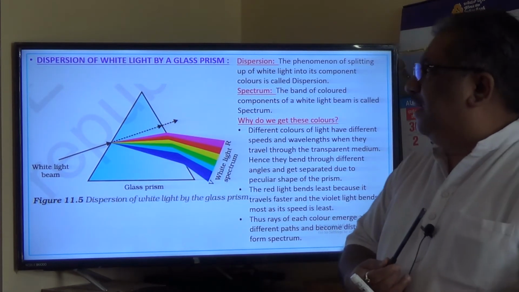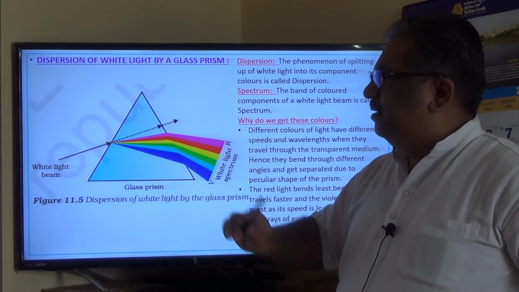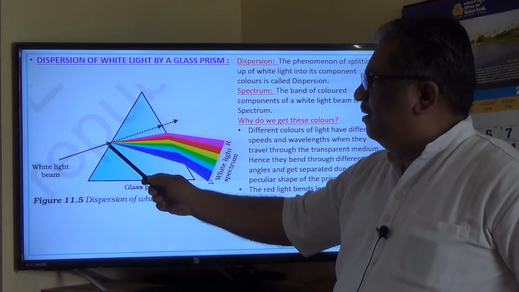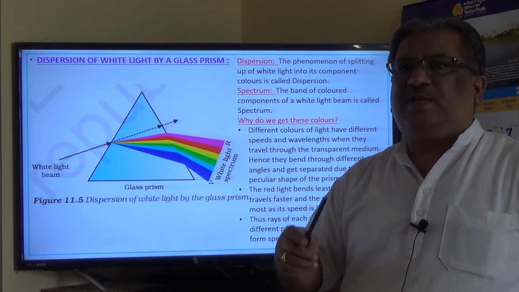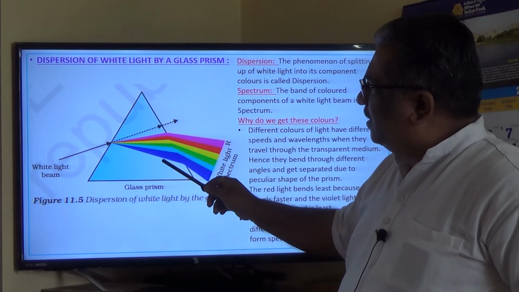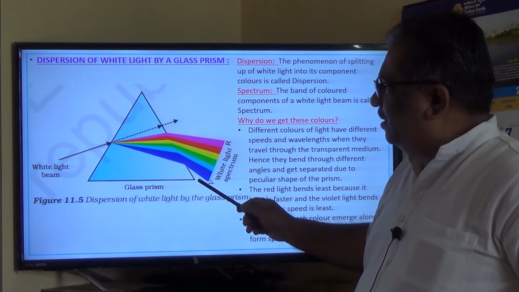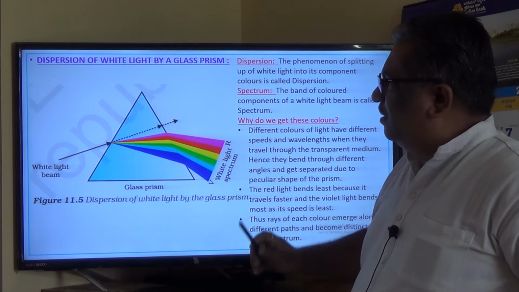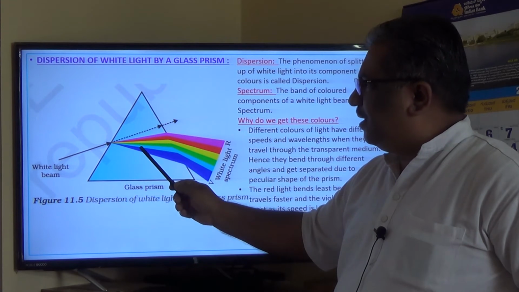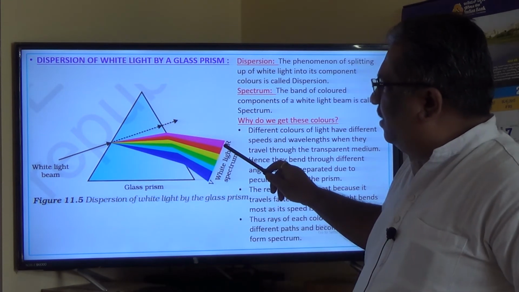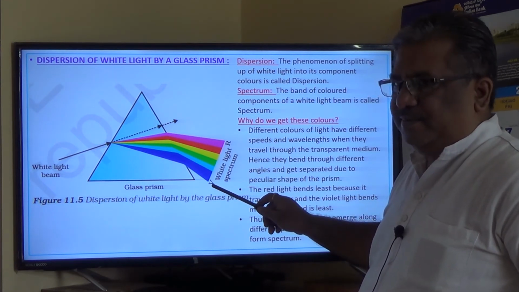Dispersion of white light by a glass prism. Now, if I take a white beam of light over here, this white light, after refraction on this face, splits into its constituent colors, and these colors get further separated when they fall on this surface due to refraction. See here, that white beam of light is getting split into its constituent colors, and those colors are being separated to form the spectrum of colors over here.